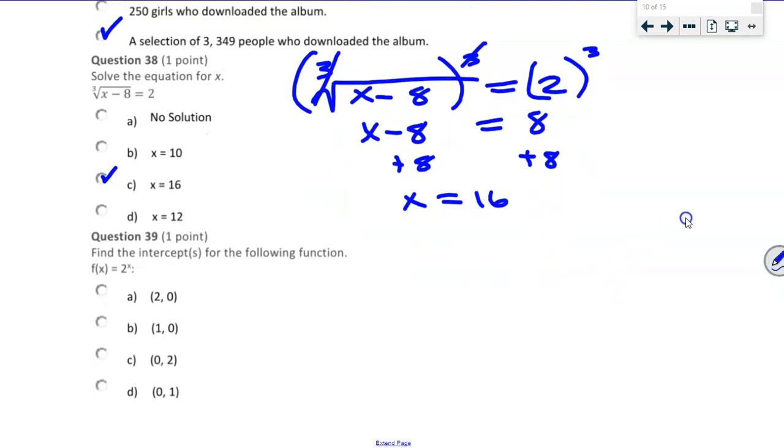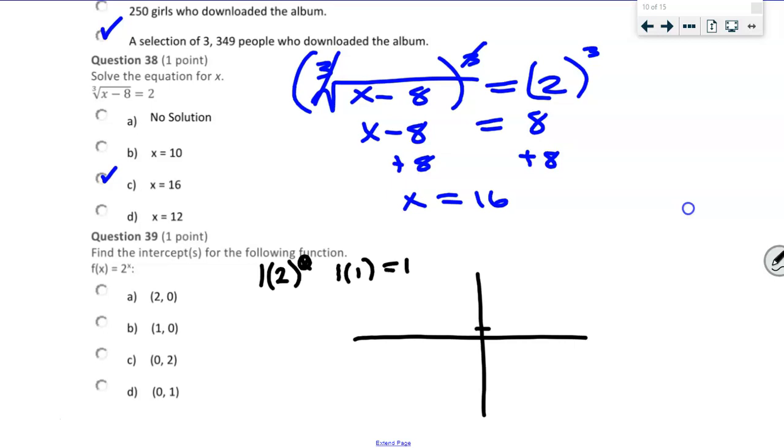39 says find the intercepts for the following function. So once again, I would be using Desmos for this if I didn't know how to do this, but I can show you how to do this because this function is actually 1 times 2 to the x power. So there was not a number there, but I know the number that was there was 1. Now again, you can put this in your Desmos and you'll see that if I put 0 right there, that's going to be 1 times 1, which is 1. So that's where my intercept is, right there. And so here's my graph.